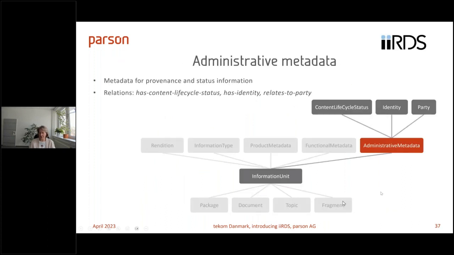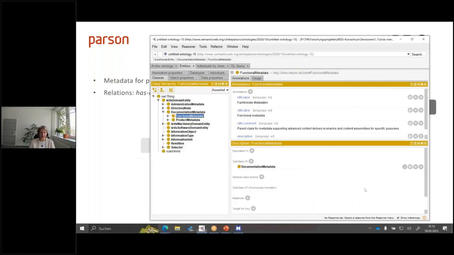Okay, you are almost there. We still have the administrative metadata to go, and the administrative metadata is what you use in order to describe where the content is coming from, meaning which party wrote it, and which identity the content has, and which status the content has.